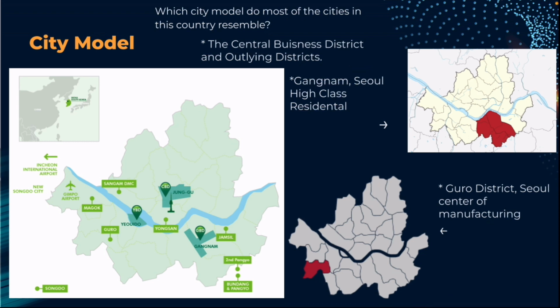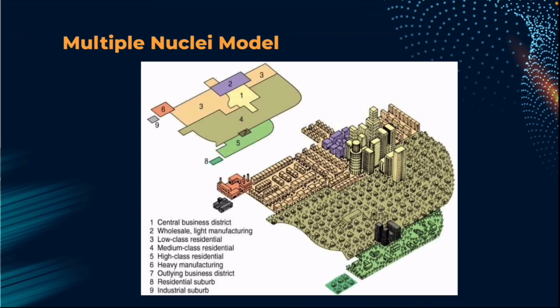So on this slide, we're answering the question, which city model do most of the cities in South Korea resemble? My answer is the multiple nuclei model. And I think this because there are many similarities between the multiple nuclei model and the layout of the city of Seoul, the example I'm using. So first, looking at the left picture, we see a CBD, Central Business District, and 2 outlying business districts. And looking at the multiple nuclei model, there's also an outlying business district.